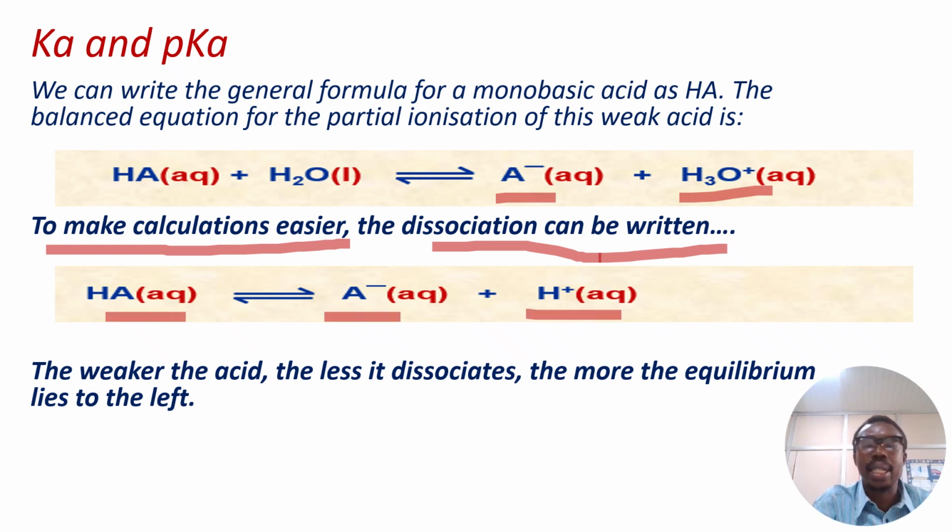The weaker the acid, the less it dissociates, so the more the equilibrium lies to the left. The equilibrium is more to the left than to the right because it has to do with partial dissociation. So the dissociation can be written as HA giving you A minus R plus H plus. So we can easily get the acid dissociation constant for any monobasic organic acid.